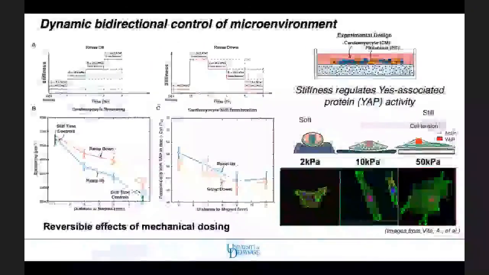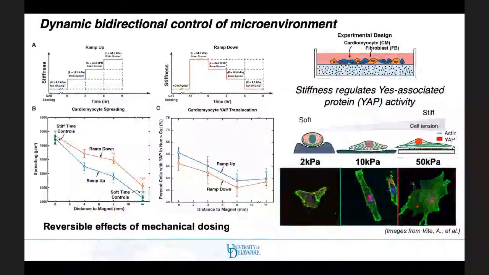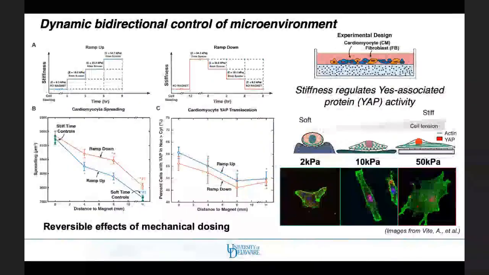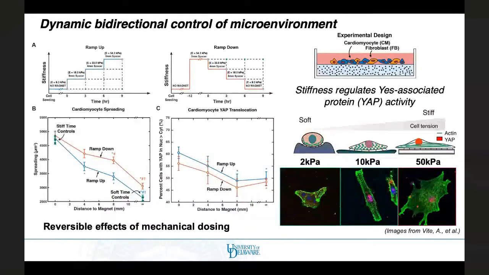So with these materials with bidirectional control, we can start to add a temporal dimension to how we investigate the response of these cells to substrate stiffness. Right? We can ramp up the stiffness, we can ramp down the stiffness, we can cycle that stiffness at different frequencies, all in the same dish.